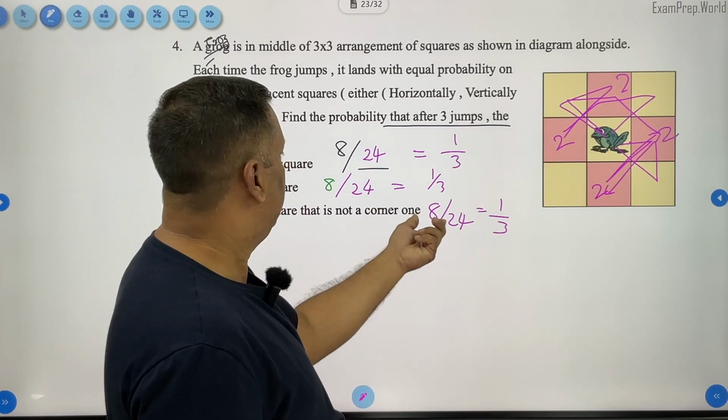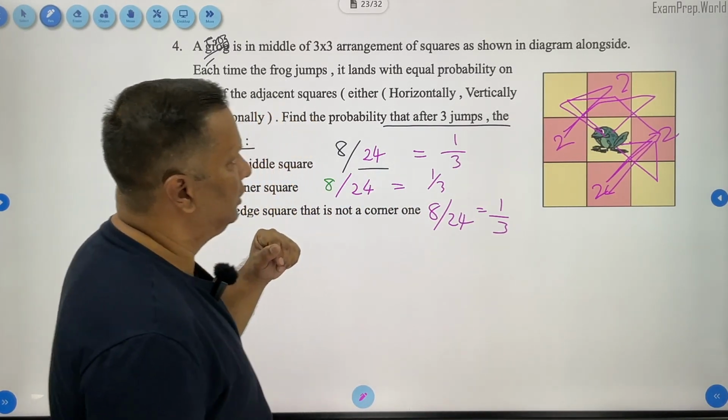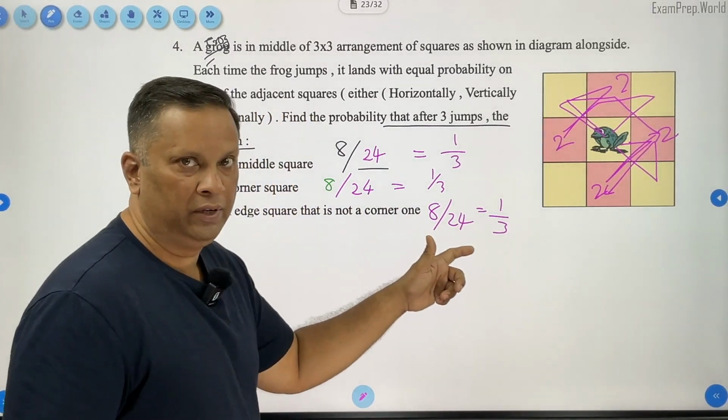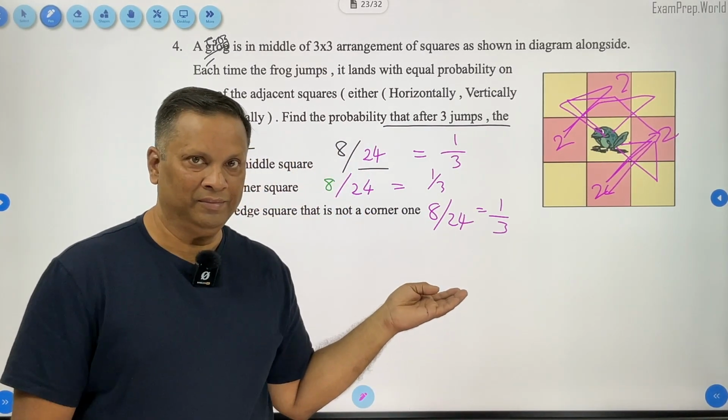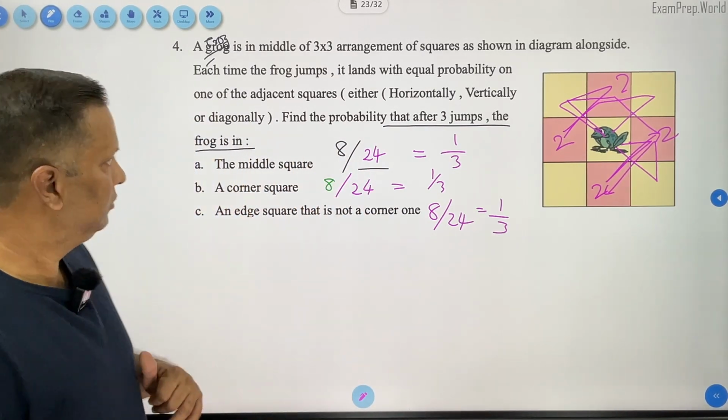8, 8 and 8. So 3 different kinds of squares are there. So 8 times 3 is 24, and hence we have the probability. Okay, I'll move away, note it.